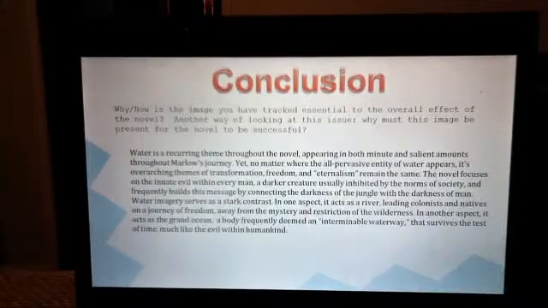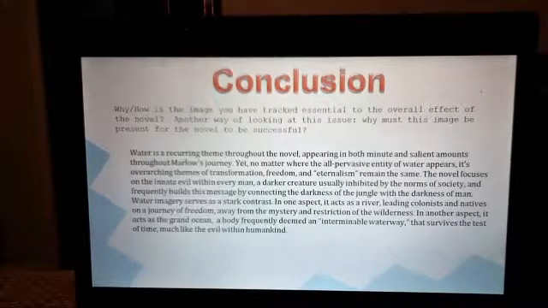And for our conclusion, we answered a question presented in the assignments. Why or how is the image you have tracked essential to the overall effect of the novel? In other words, why must this image, the image of water, be present for the novel to be successful? So we believe water is a reoccurring theme throughout the novel, appearing in both minute and salient amounts throughout Marlowe's journey. Yet no matter where this all-pervasive entity of water appears, its overarching theme remains the same. So these are the themes of transformation, freedom, eternalism, and sometimes foreboding.